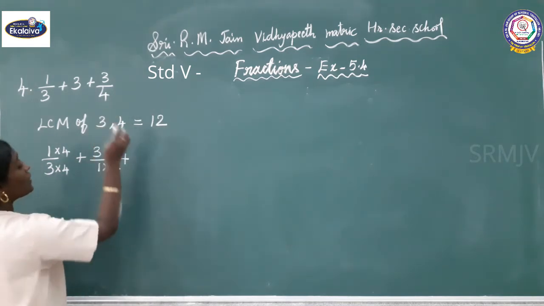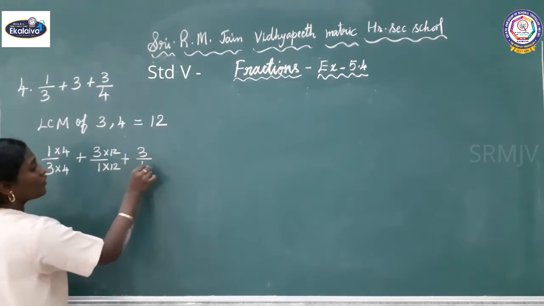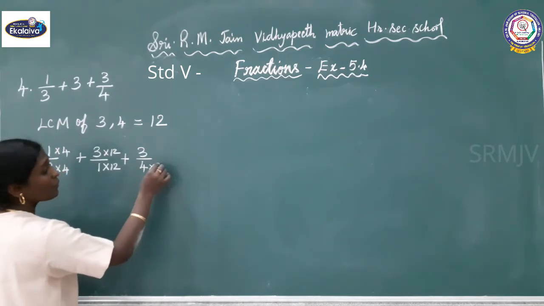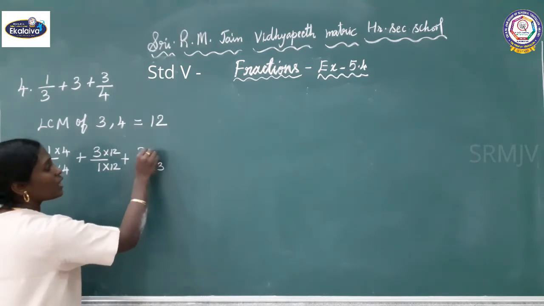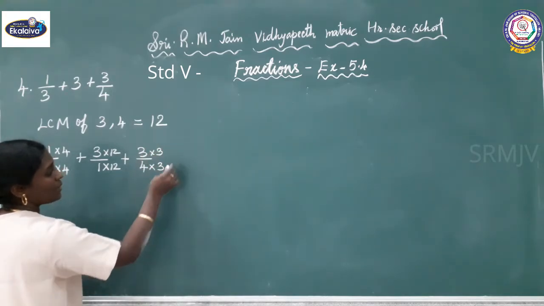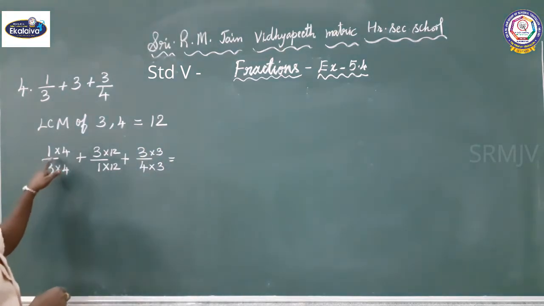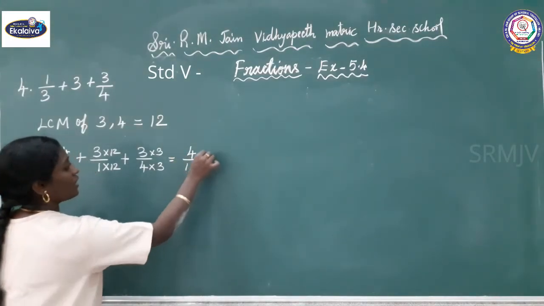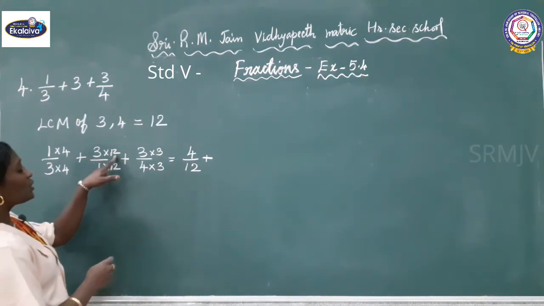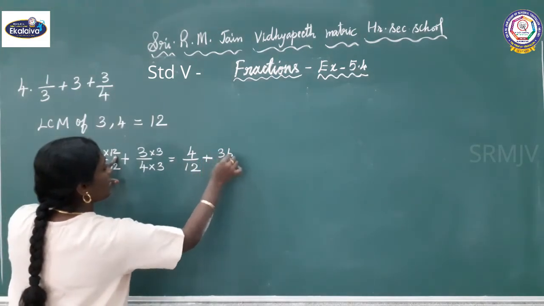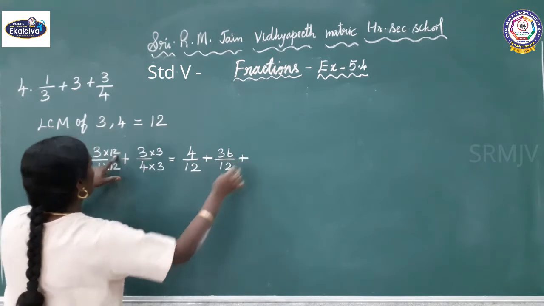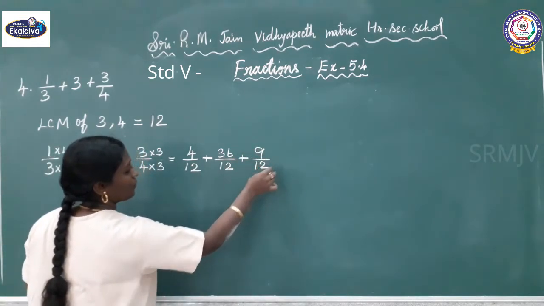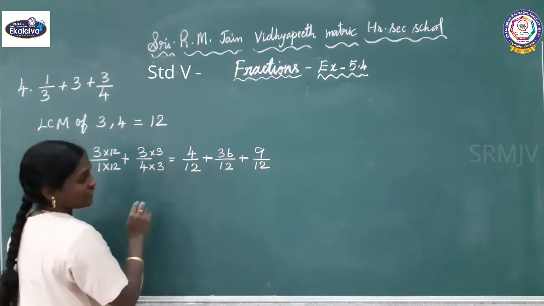So we have to multiply the numerator by the same number 12. Then the third fraction is 3 by 4. Now in the 4 table, when will you get 12? 4 3s are 12. So we have to multiply the numerator by the same number 3. Now the first fraction will come as 1 into 4, 4 by 12, plus 3 into 12, 36, 36 by 12, plus the third one, 3 3s are 9, 9 by 12. Okay. Now we got like fractions.